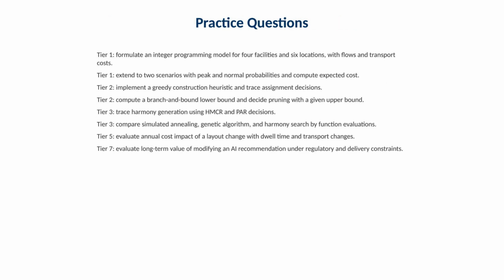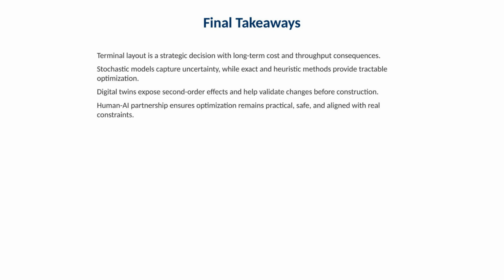These practice questions test whether you can translate the concepts into concrete models and algorithms. For Tier 1, you are asked to formulate an integer programming model with flows and transport costs, and then extend it to a 2-scenario stochastic setting. For Tier 2 and 3, you are asked to design and analyze heuristic and metaheuristic methods, including bounds, pruning, and decision tracing. Tier 5 and Tier 7 questions test whether you can evaluate economic impact and long-term value under realistic constraints. Terminal layout is a strategic decision with long-term consequences.